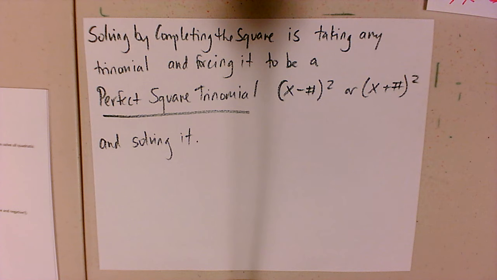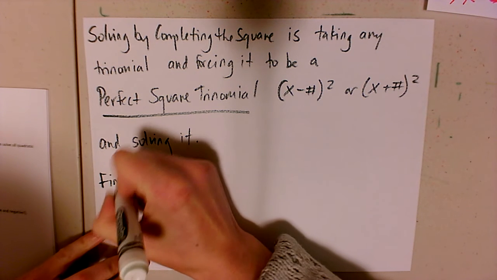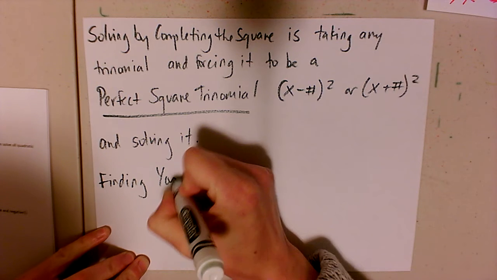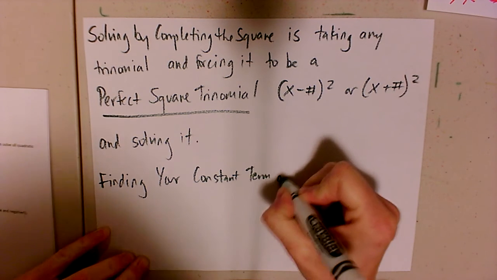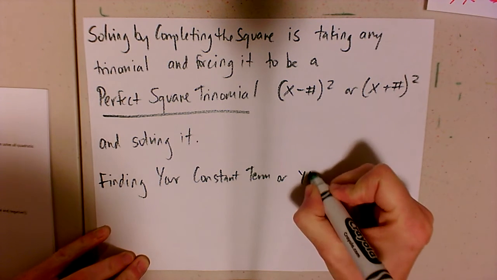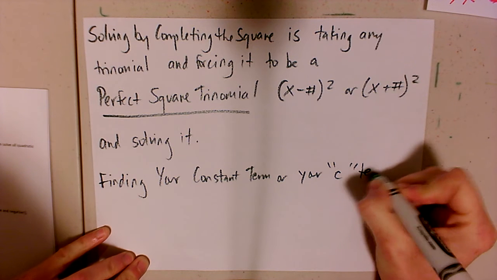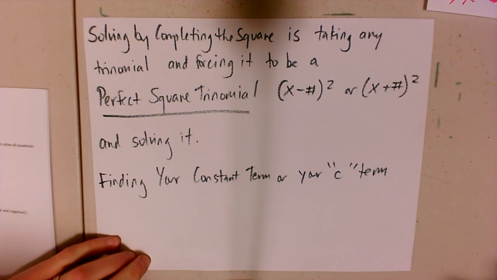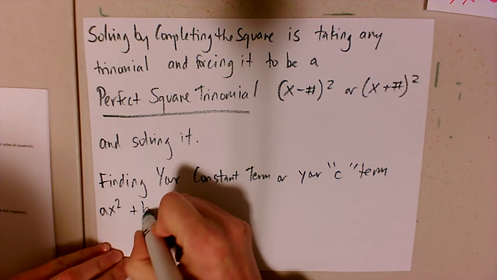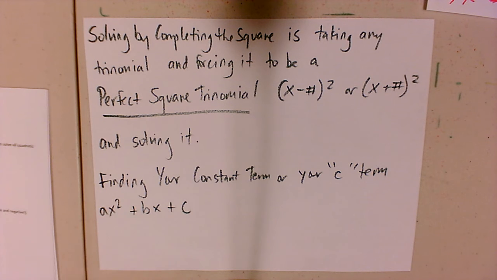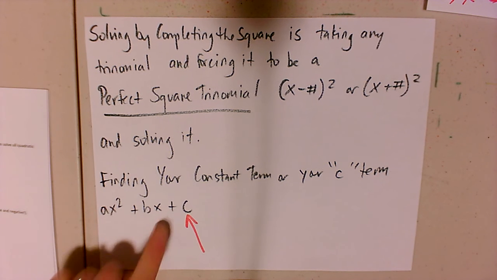When you're completing the square, what you're going to find is your constant term, or your C term. Now, where the heck am I getting this term from, the C term? Well, remember, the format of a trinomial is ax squared plus bx plus c. So that C term, this last term on the end, is what we're talking about. Okay? So that's what you're going to be finding.